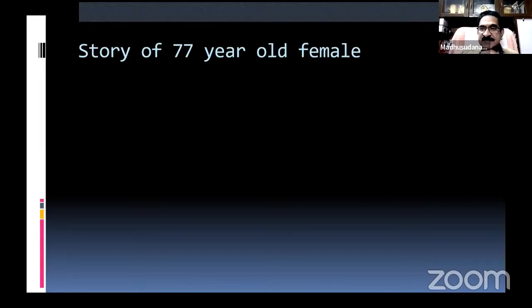Now let's go to the next case. Shall we go to the next case? It's a long case, sir. Yeah. So this is a story of a 77-year-old female. So concentrate on this particular case. This is a very interesting patient.